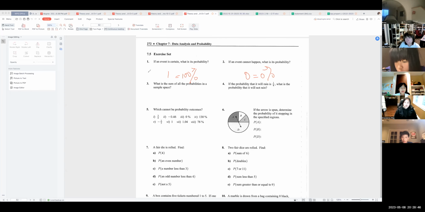Wait. What's the question? What is a sample space? The sample space is all the possible outcomes. So if they add together, it must equal what? The sum of all the probabilities in the sample space must be 100. No, 1. Okay, so if the probability that it will be raining is 1 over 4, what is the probability that it's not raining? 3 over 4.